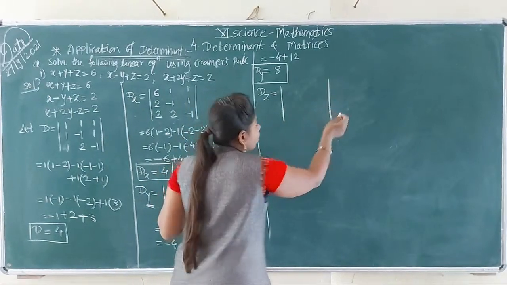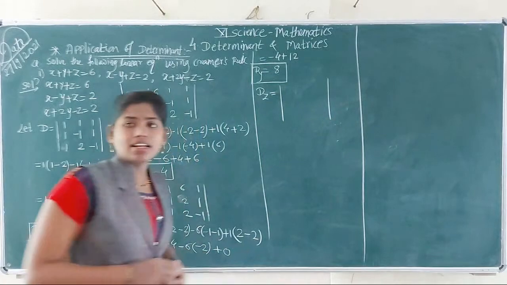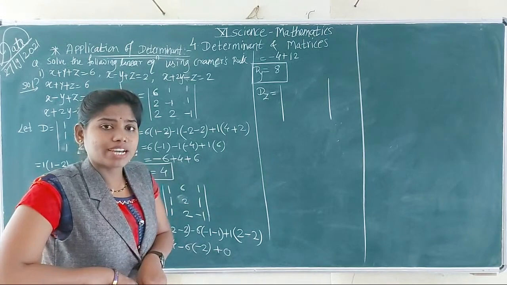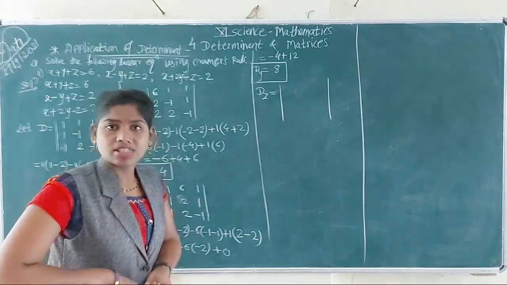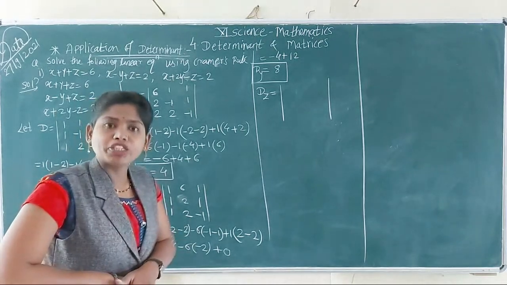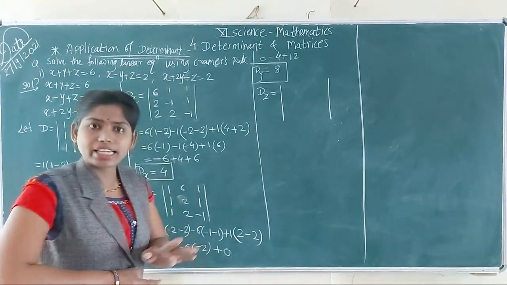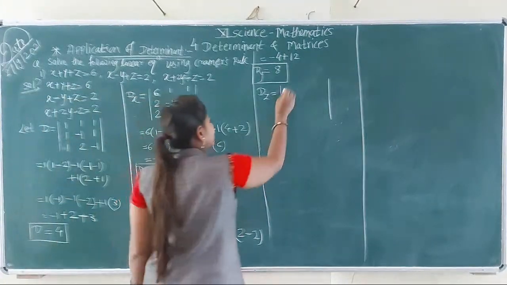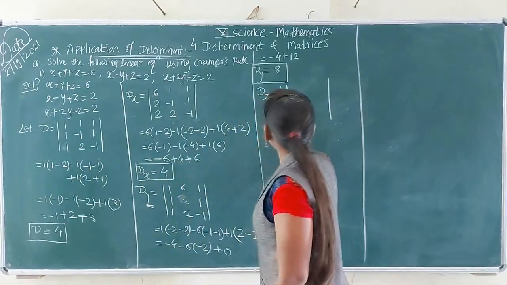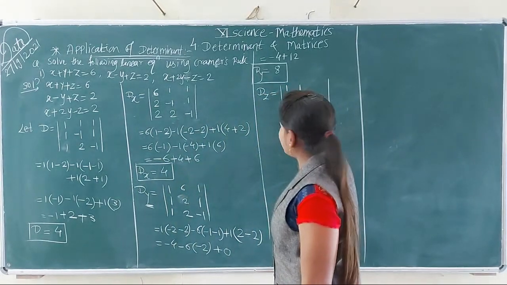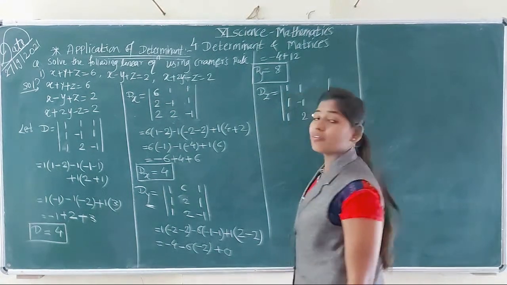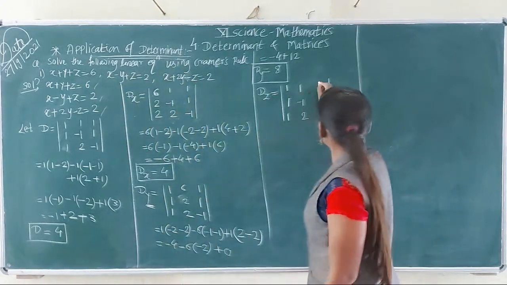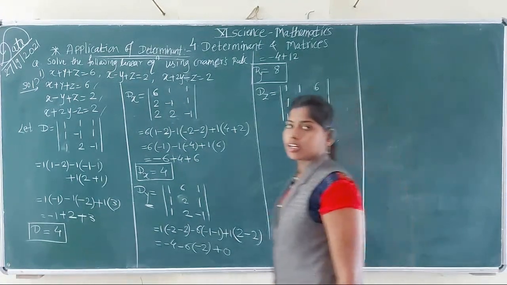dz is equal to... For dz, what will we do? Replace the coefficient of z by the constant term. In place of the coefficient of z, we replace it with the constant term, and write the coefficients of x and y as it is. The first and second columns are written as they are, that is, the first column is 1 1 1, the second column is 1 minus 1 2, and replace the coefficient of z by the constant term, and the constant term is 6 2 2, that is 6 2 2. Then solve this determinant.